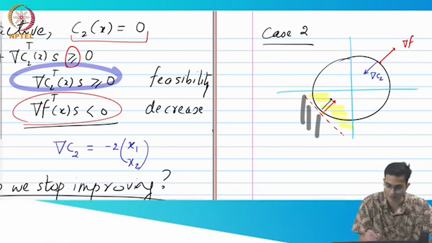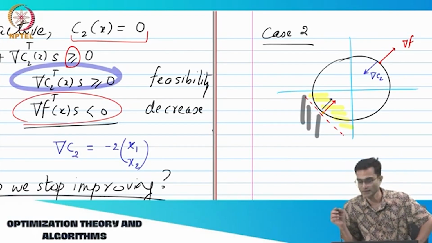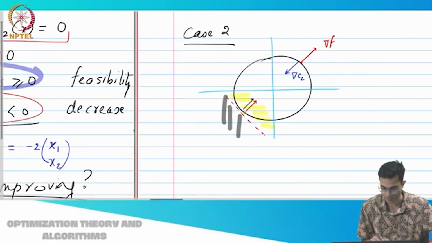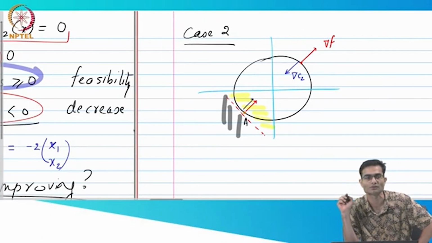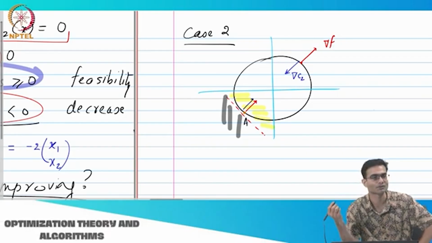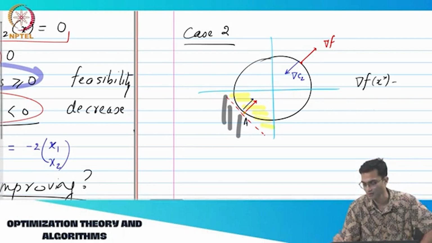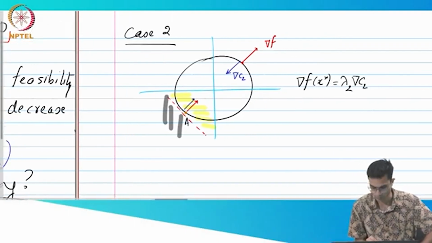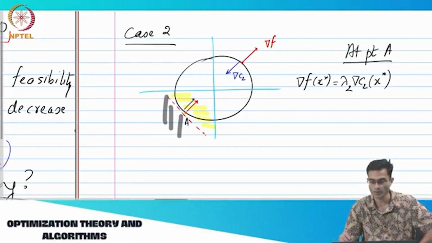So is there a relation that I can catch between grad f and grad C2? What can I say? In this situation at point A over here, is there a relation that you can observe between grad f and grad C2? It's staring at us in the face. What is it? They're parallel. Okay, so at this point I can say that grad f at x star is equal to lambda 2 grad C2. This seems to work at point A. And what? Okay, so we'll come to that.